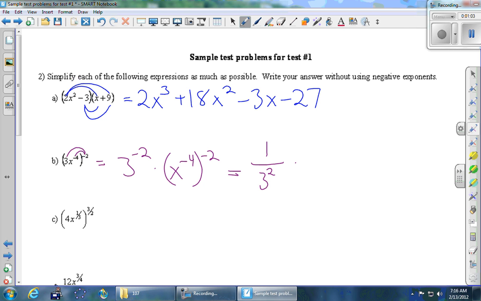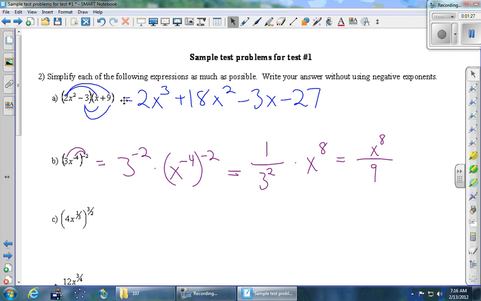And then when you see exponents that look like this, negative 4 and then raised to the negative 2, we know we're supposed to multiply them. So there's the x, and then we multiply negative 4 times negative 2 and get 8. And then finally, that's a 9 on the bottom, and we'll go ahead and put the x to the 8th on top.